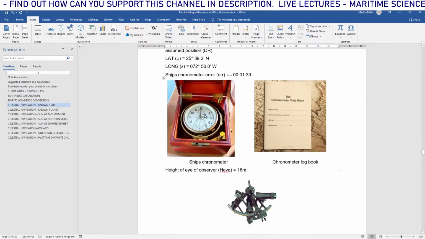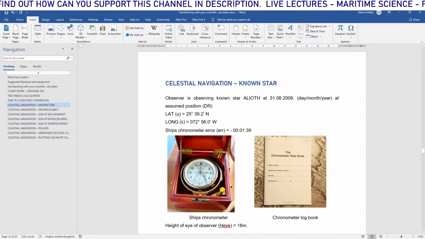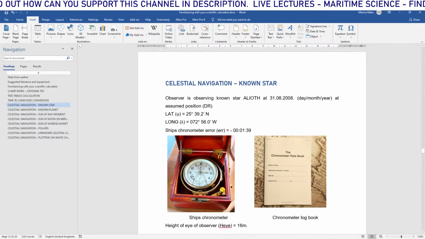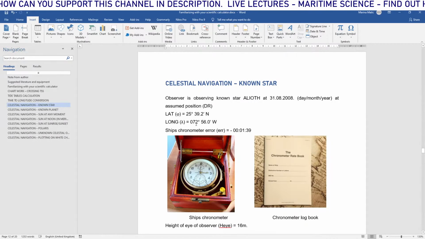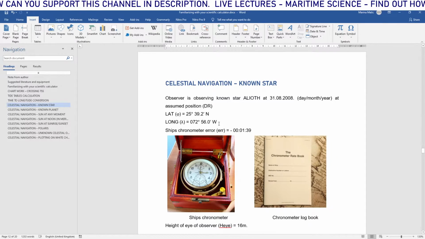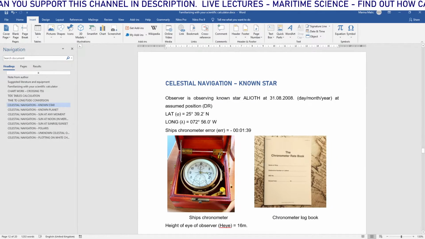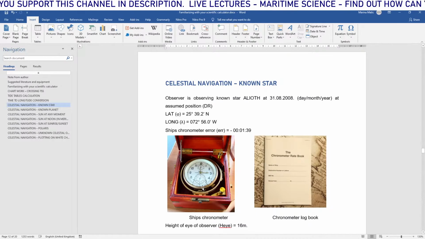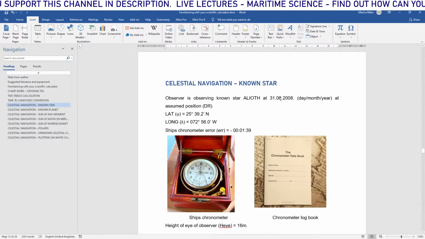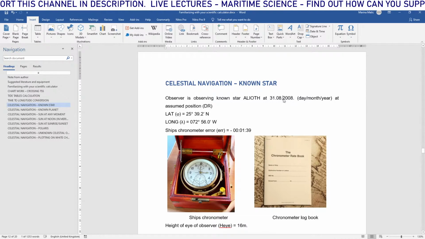Sometimes when you are observing, this clock is showing you Greenwich time, but you are somewhere else. For example, you are 72 degrees west. So that means the time that you are observing is not 31st of August, it could be a different date. So this is my local date. This is this number here.